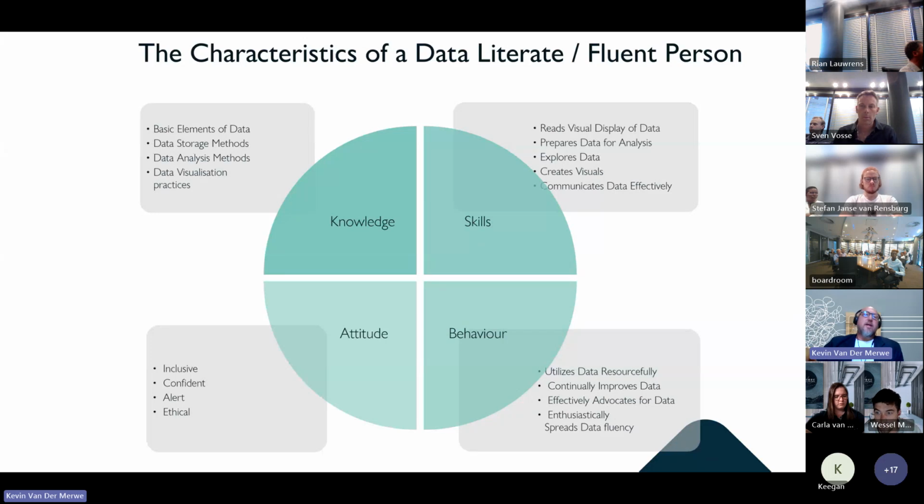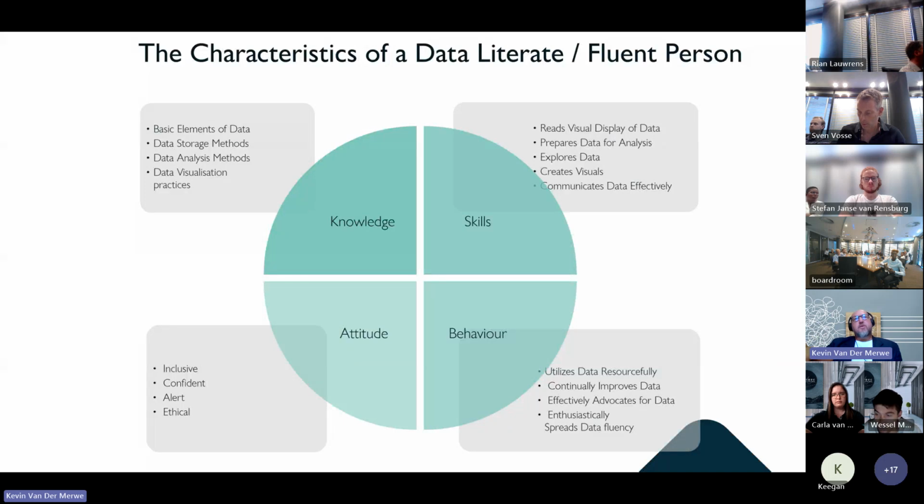The attitudes are generally, I find in this community, inclusive. People are confident when they work with data as opposed to very unsure. They're alert to the opportunities, but also the threats that live in data or incorrectly presented data. And they're also ethical. Not only do they understand the rules around POPIA and what you can and cannot do, but they also have an ethical approach to, just because I can do it, does it mean I should do this with the data? Is it the right thing to do?